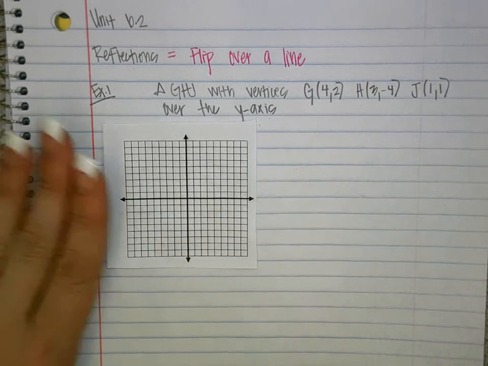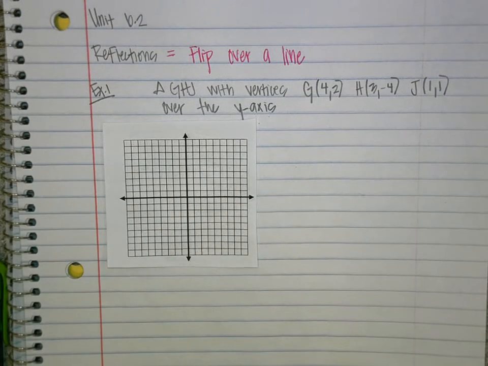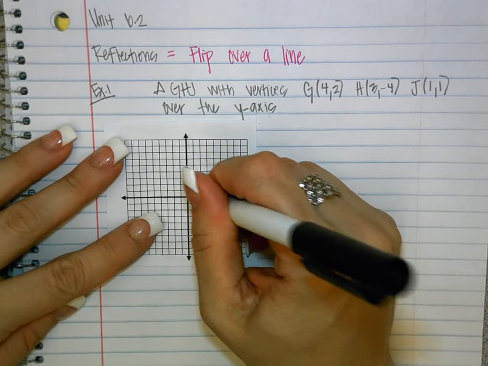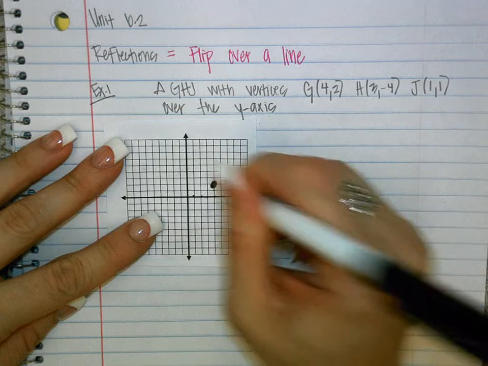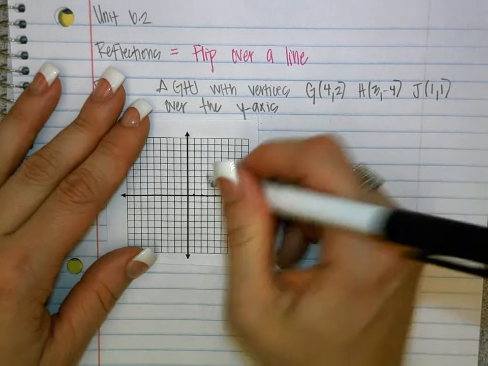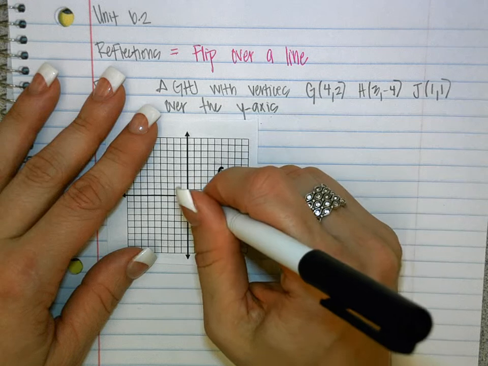Okay, so first start by drawing your coordinates. So G is over 4 up 2. That's your G point. H is at 3, -4, so over 3, down 4.